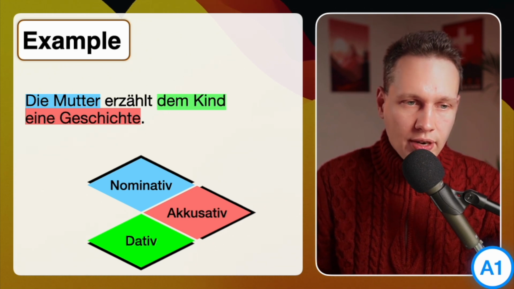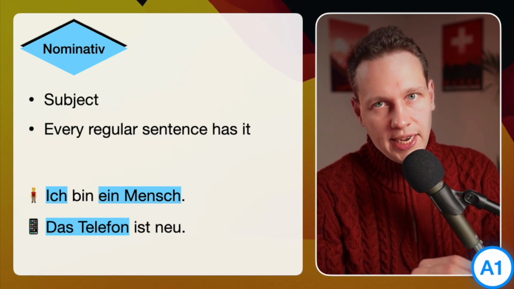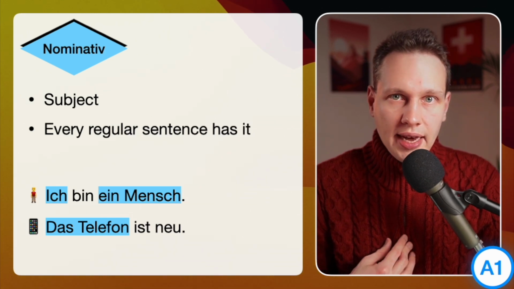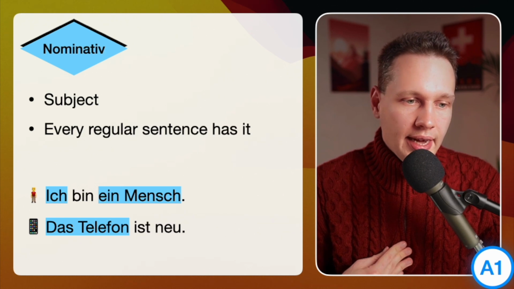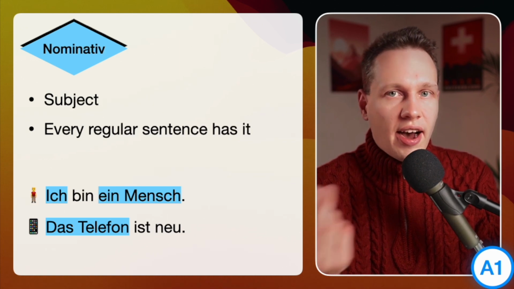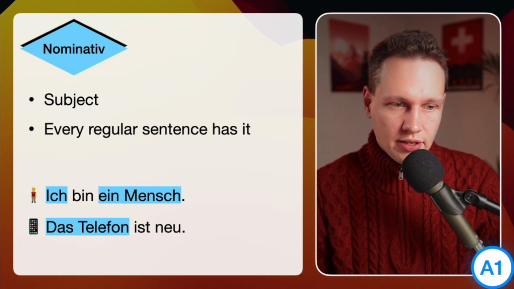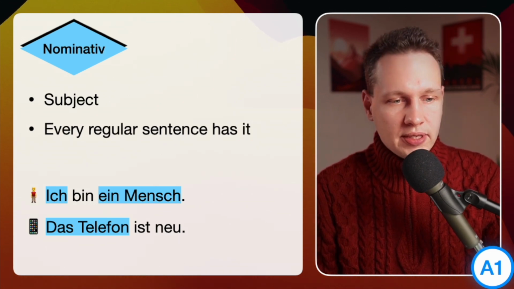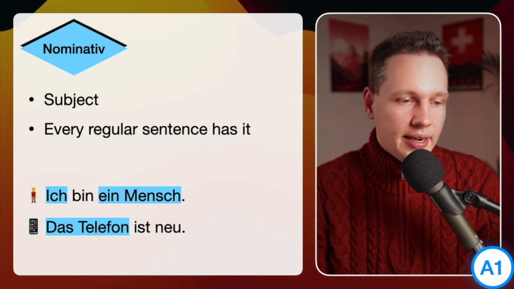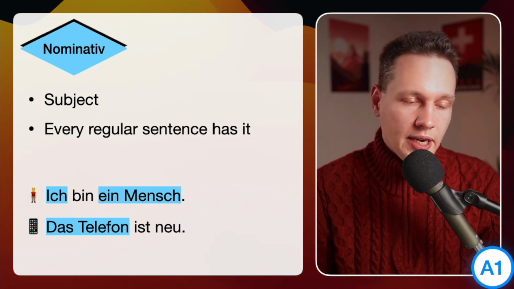All right, and now let's look at each of them individually. The nominative, as I mentioned, is the subject and every regular sentence has one. For example, ich bin ein Mensch. I am a human. And the verb sein, to be, is a bit special because it always requires a nominative after the verb as well. I am a human. I and the human is the same thing. So that's why we can have two times a subject in that sentence, which would otherwise not be very common. And then, das Telefon ist neu. The phone is new. Das Telefon here is the nominative.